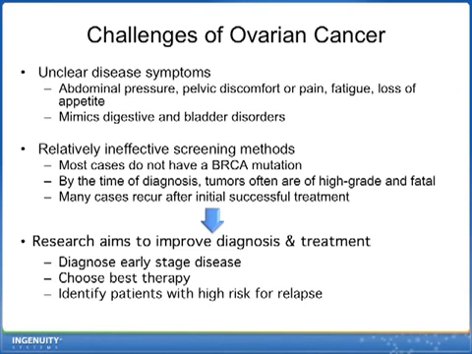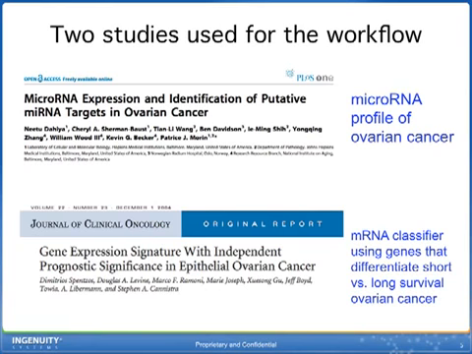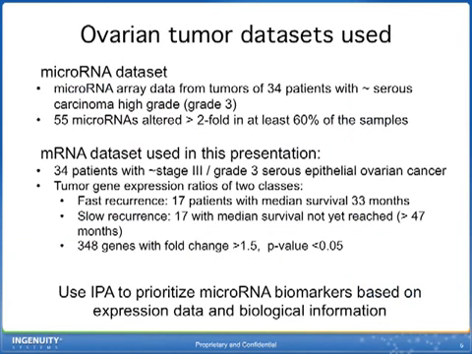For the following demonstration, I pulled two papers from the literature. One from Patrice Morin's lab at the NIH and Johns Hopkins that focused on microRNA expression in ovarian cancer, and the other from Stephen Canistra's lab at Harvard, which sought to develop a classifier of high-grade ovarian cancer. The microRNA dataset derived from tumors of 34 patients and found 55 microRNAs perturbed at least twofold in at least 60% of the samples.